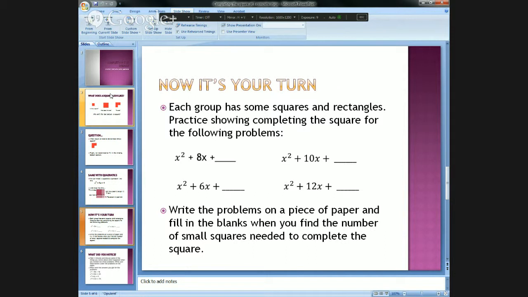Let's do the first one here. So there's an X squared, right? How many X's are there? 8. So 1, 2, 3, 4, 5, 6, 7, 8, right? How many little boxes do I need in here? 16. It's 4 by 4, right? So my completed square is X squared plus 8X plus 16.